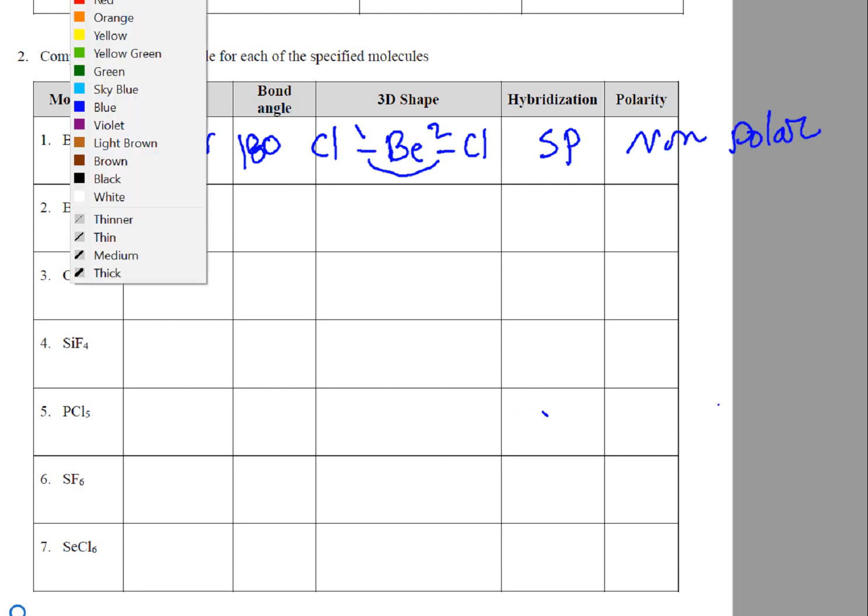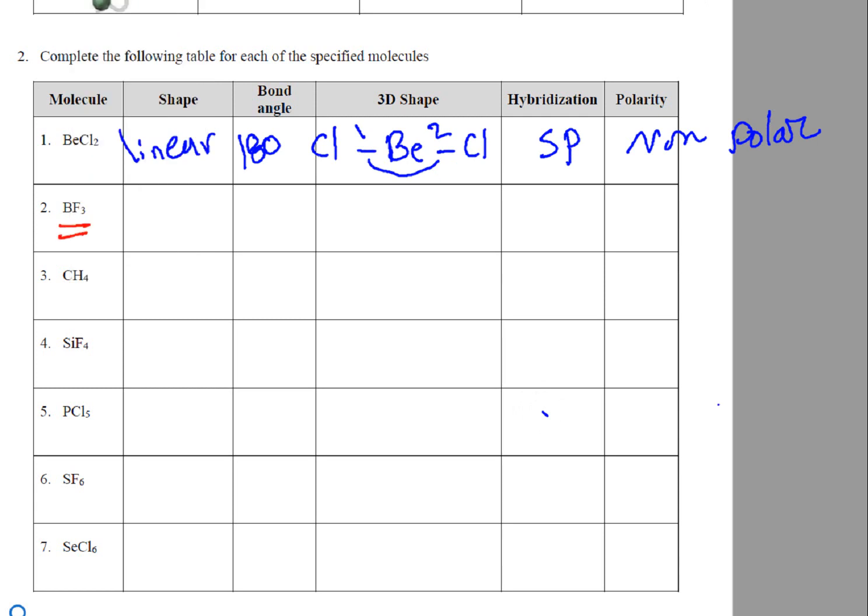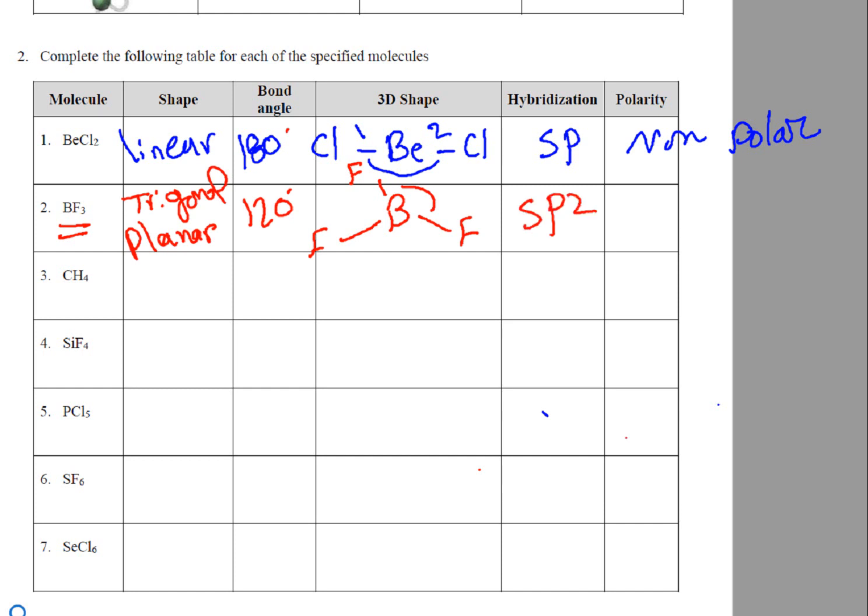While in this example, BF3, boron is in group 3, so it's surrounded with 3 F atoms. It shares all its electrons, meaning that the bond angle will be 120 and the molecule will be trigonal planar. The type of hybridization is sp2 because I have 3 effective pairs. It will be nonpolar because the dipoles will cancel.